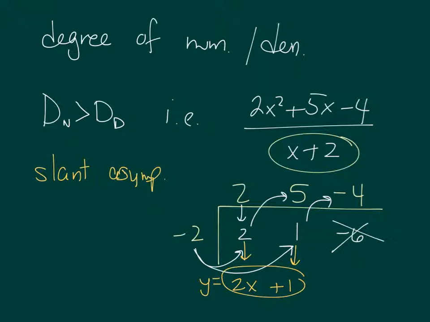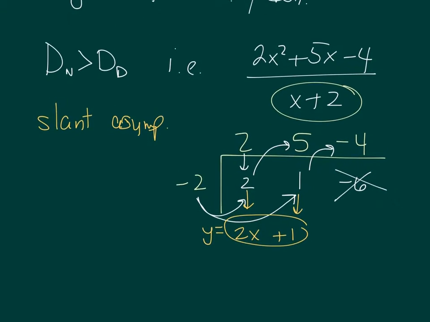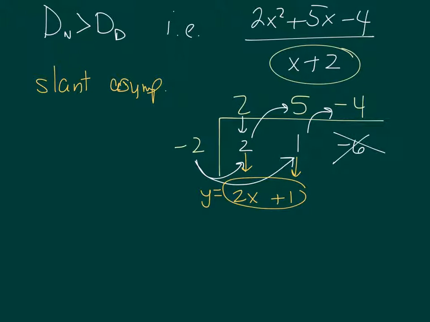Okay, the other 2 cases, who can discuss those other 2 real quick? So this is if the numerator was greater than the denominator. That's case 1. How about this one? When they're equal.